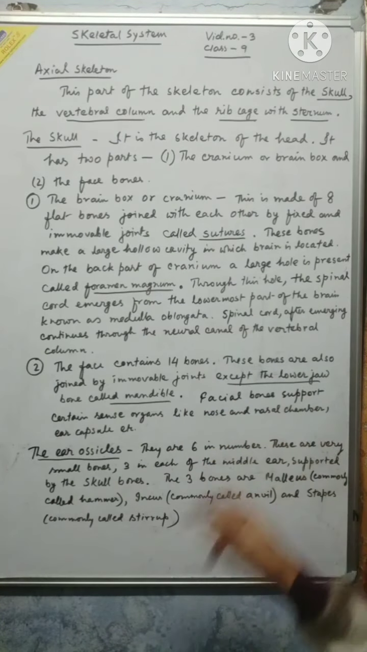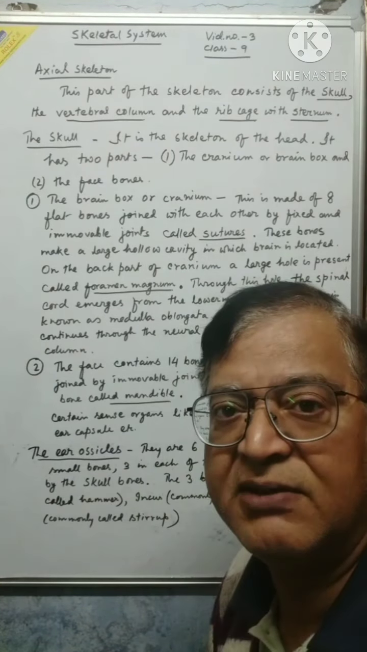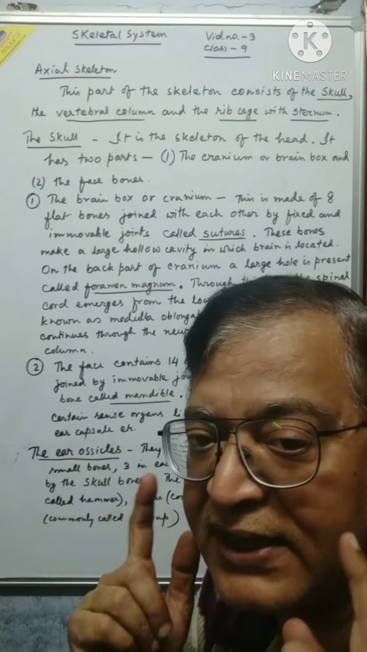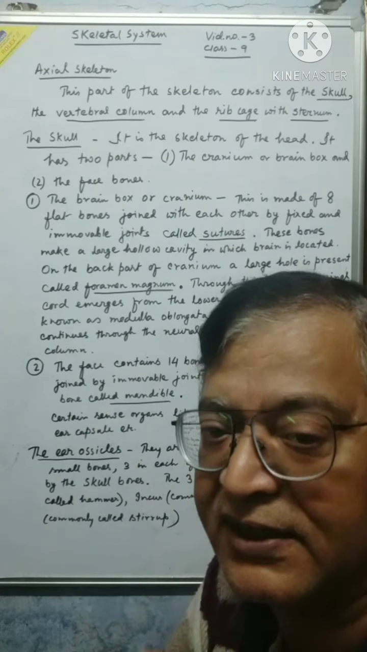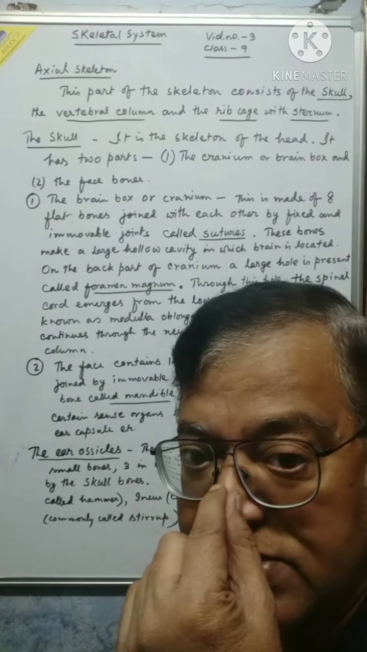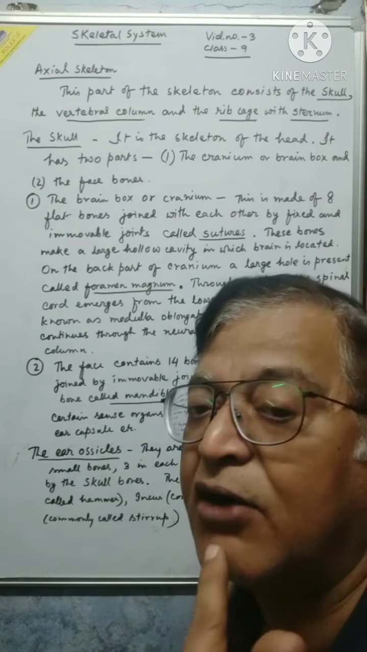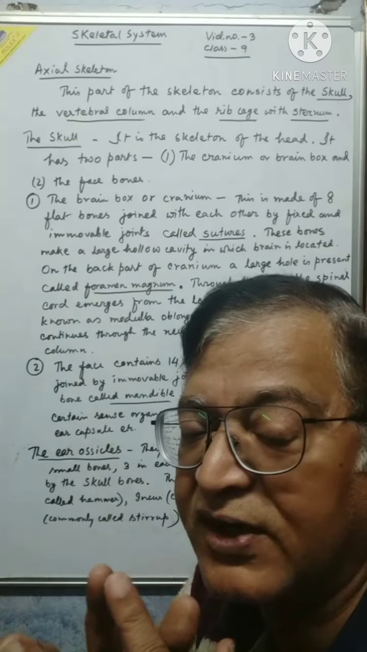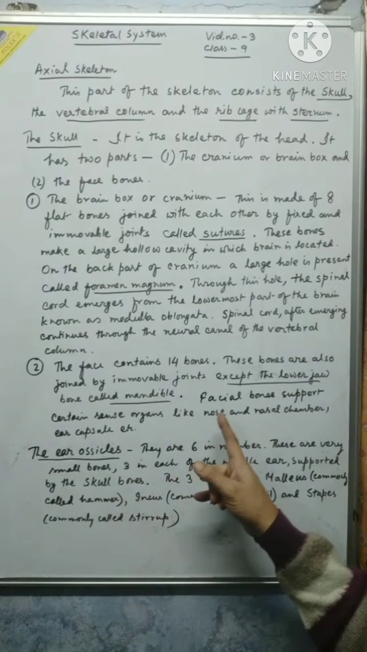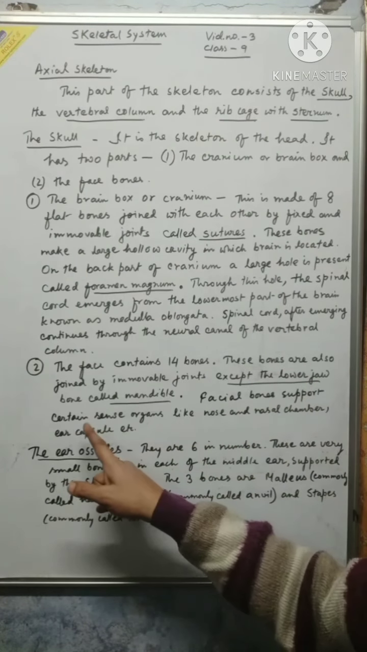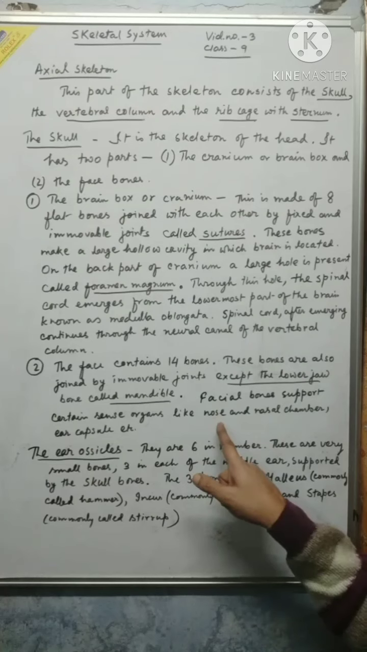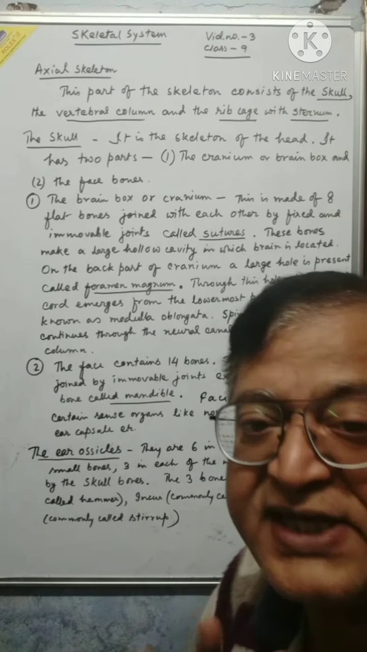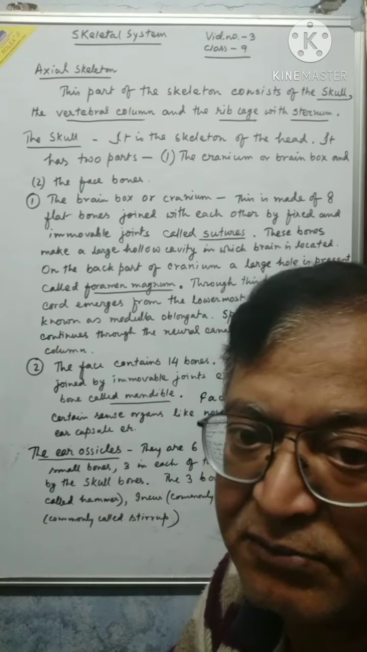Now other than this, facial bones support some sense organs, like the internal part of the ear, then the nose and nasal chamber, mouth and the palate backside of it. So a number of sense organs it supports, that is mentioned. Facial bones support certain sense organs like nose and nasal chamber, ear capsule, etc. So these are the 14 facial bones.